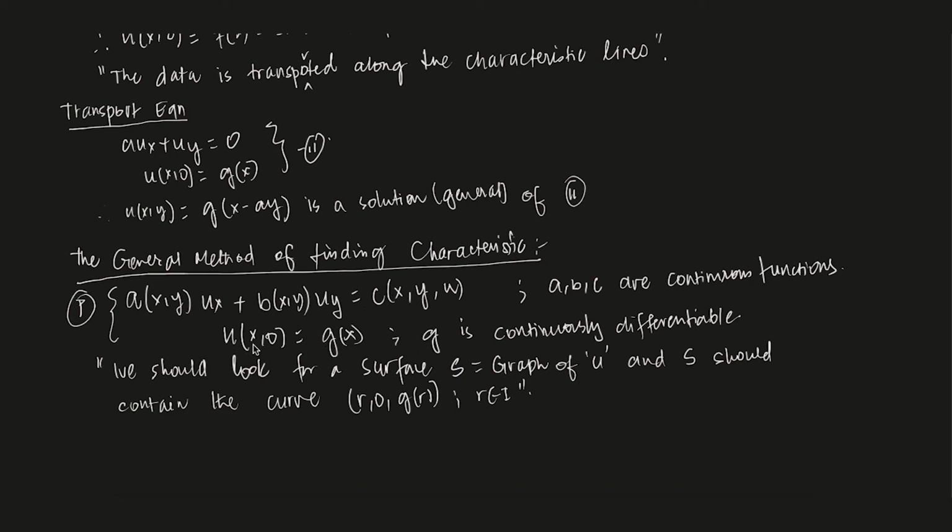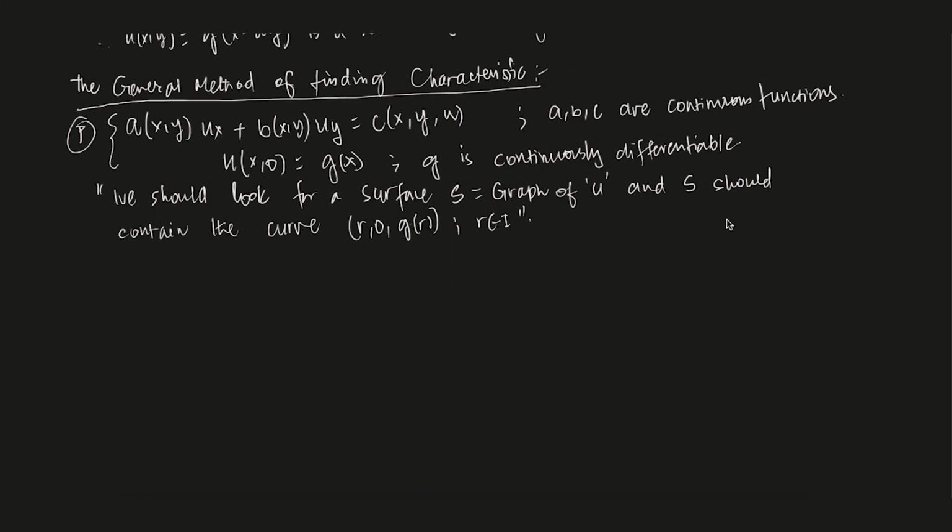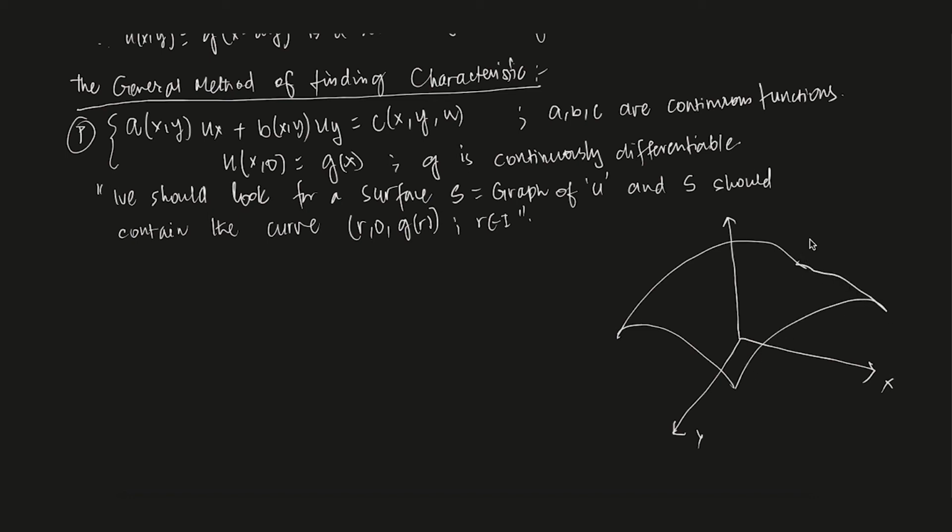If you solve this, you satisfy the data: u at the point (x0, 0) is g of x0. What it means is the surface must contain this curve. Let's say I am parameterizing the x-axis with r, so (r, 0) and u at the point (r, 0) should be g of r. Essentially, let's say that is the xy-axis, and this is our surface S, which is the graph of u.